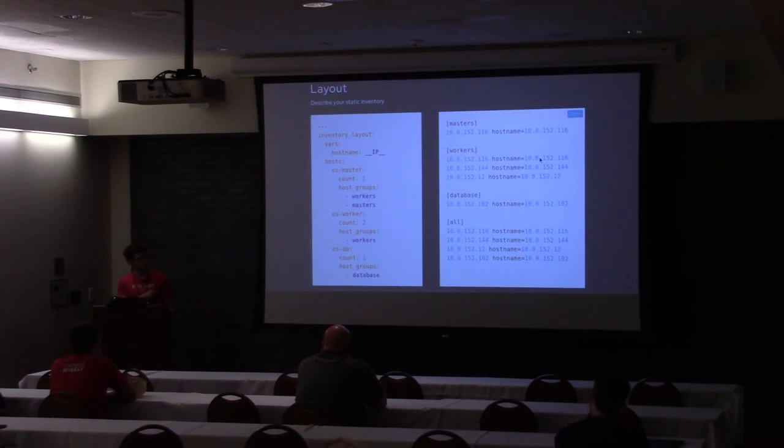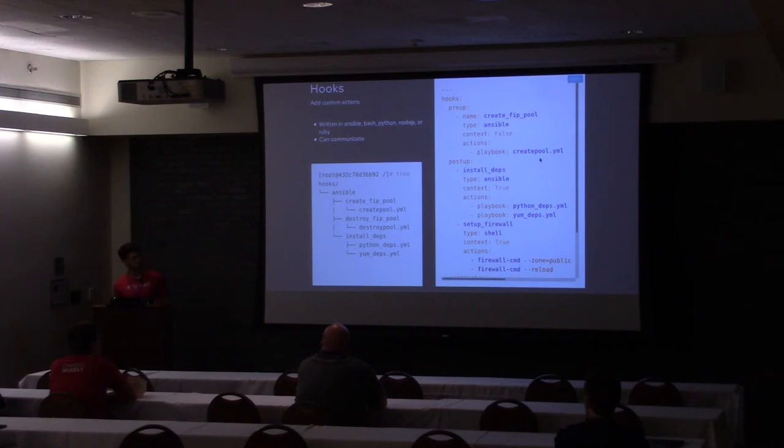And this data, by default, is in a human readable format like this, but you can also format it as JSON if you want it to be parsed by a script or something like that. And finally, we get to hooks. Hooks are what allow LinchPin to be extensible. It allows you to define custom actions that go beyond just the basic provisioning.